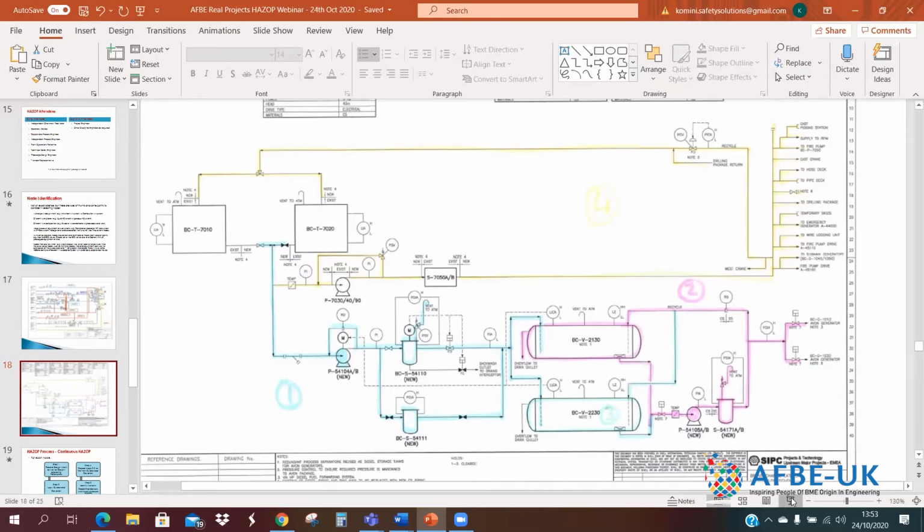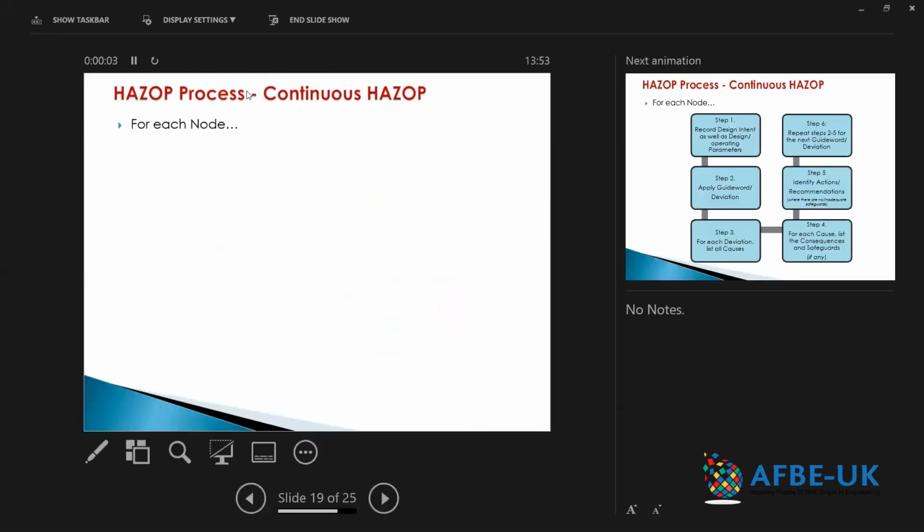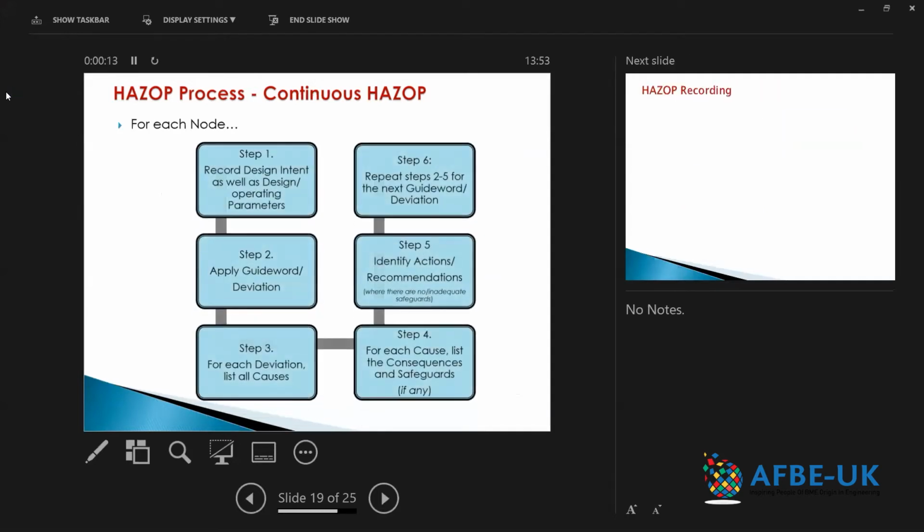I'll go back into presentation mode. So now we're going to look at the HAZOP process itself. So you've selected your nodes, you've prepared for the HAZOP, you're in the HAZOP now, and what's the process that you follow?